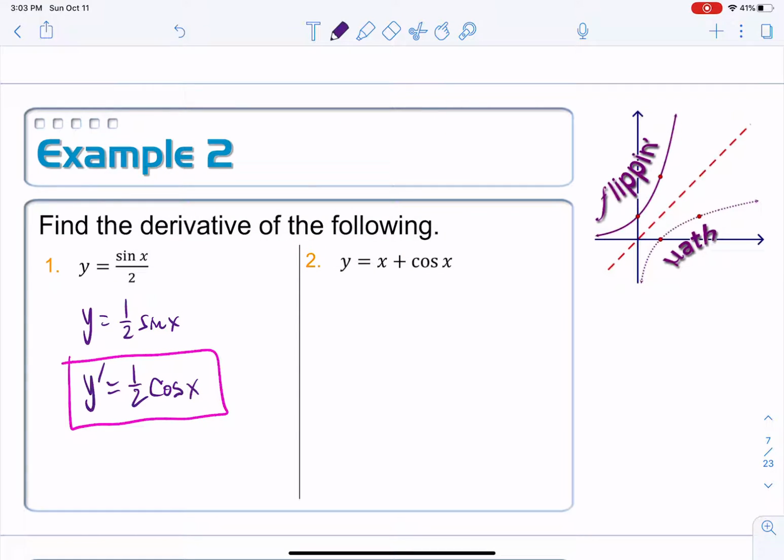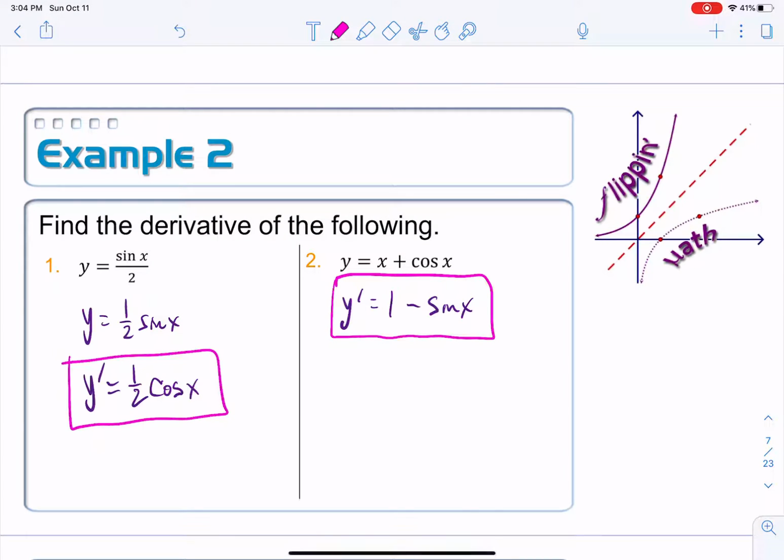Okay, number 2. y equals x plus cosine x. I've got a sum of two functions. And the sum rule just says, hey, just take the derivative of each piece and add them together. y prime is equal to, derivative of x is 1, the derivative of cosine is negative sine. And it's also done. Look how easy this is.